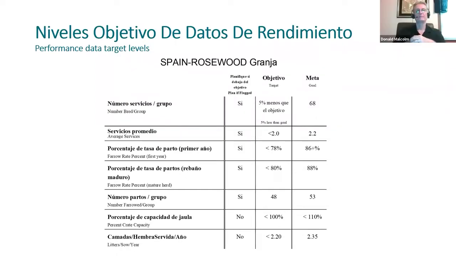So for example, the first trait is number bred per group. And if the farm averaged less than 5% of, so 5% is 5% less than what the target is for breeding goal. If the farm did not achieve that, then a plan of action must be written in order to fix this problem. Okay.